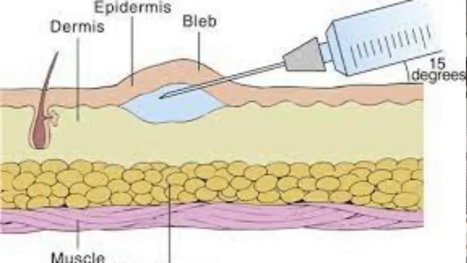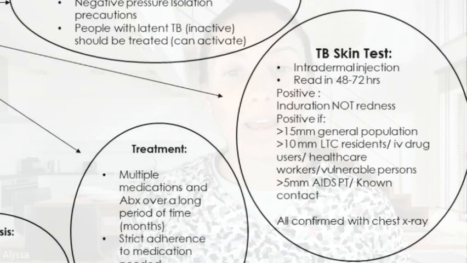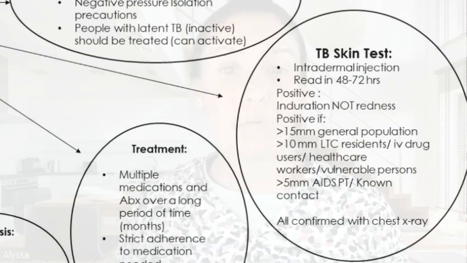So the TB skin test is done to make sure that patients don't have latent TB. It's a way of testing them. It is done through an intradermal injection, directly underneath the skin, creating a bleb. It's read in 48 to 72 hours.